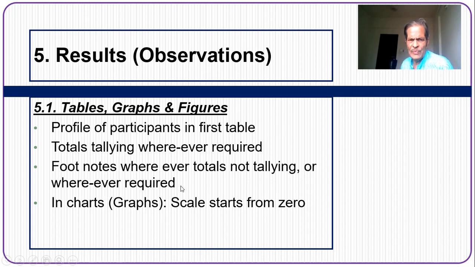Then footnotes must be given wherever the totals do not tally or wherever they are required. Many times the totals may not tally, not because of a mistake by the authors, but because of some reasons. So that must be explained in the form of footnotes. In the charts or the graphs, the scales must start from 0. Otherwise, an erroneous conclusion is likely to be drawn, especially if it is a time trend. If the graphs are not starting from 0, one may infer that there is a rapid decline or increase in the variable. So one must see whether the scales are starting from 0 or not. So these are the precautions as far as the tables and the graphs are concerned.